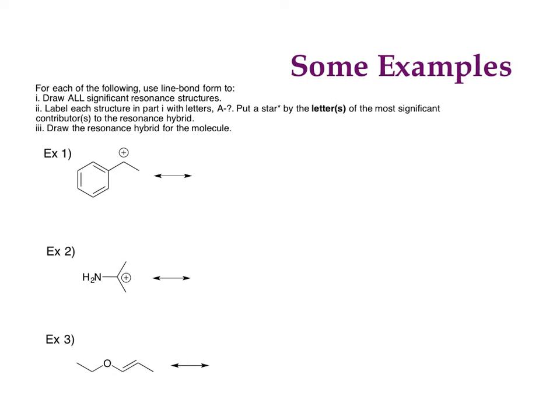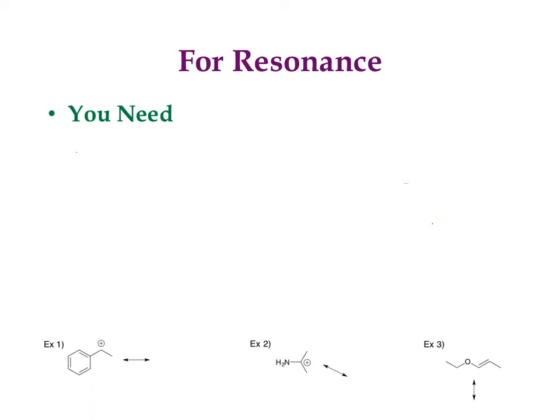But of course, we're not quite ready for that yet. I'm going to have to tell you a little bit about the strategy to do these problems, but this way you at least know where we're going. So first, we're going to talk about what you need for resonance to occur. Where would I look if I was looking for resonance? So the first thing that we need is extra electrons.